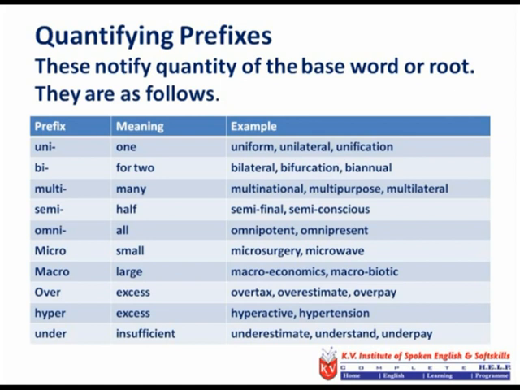Micro means small: microsurgery, microwave, microchip. Macro means large: macroeconomics, macrobiotic. Over means excess: overtax, overestimate, overpay.